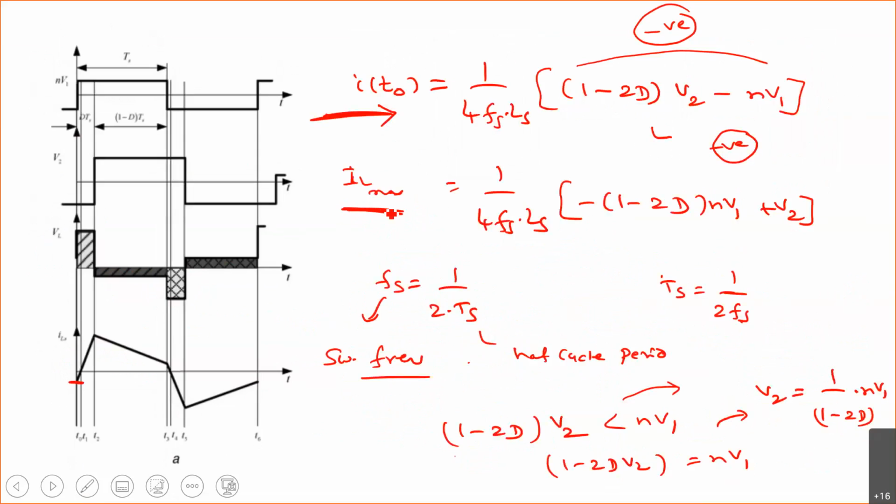Right. So we assume that this initial current is 0, meaning less negative. Therefore, this part is negative. So the condition is that (1 minus 2D) into V2 is less than NV1. We have this boundary condition where these two values are exactly equal and this I of t0 is 0. Under boundary conditions, we have this expression: V2 is 1 by (1 minus 2D) into NV1.